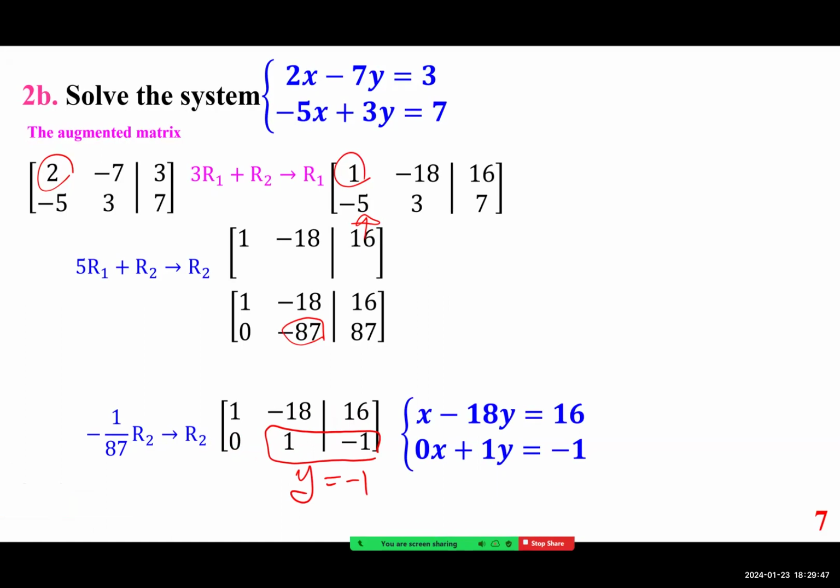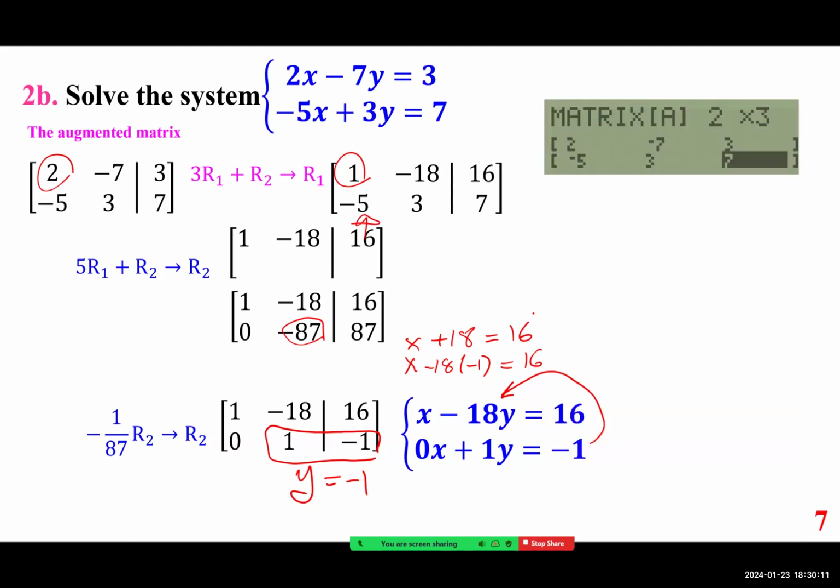Now, all you have to do, put the negative 1 into this one by writing, okay, x minus 18 times y, which is negative 1, equals 16. And that means x plus 18 is 16, and x becomes negative 2. Okay, x becomes negative 2. And so we have the pair in essence, negative 2, comma negative 1.